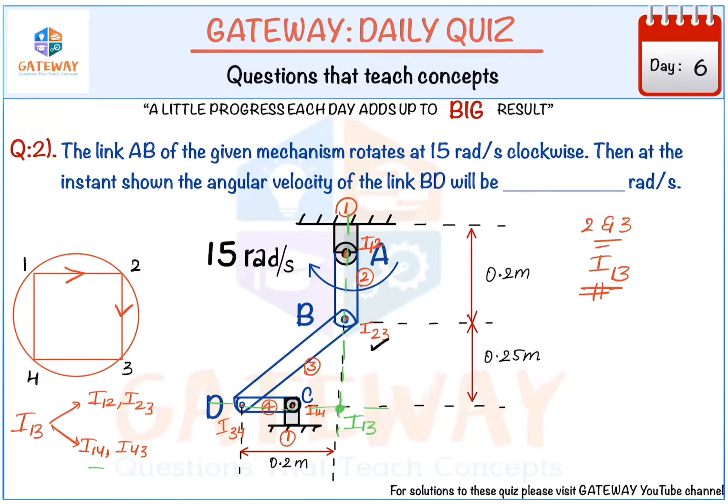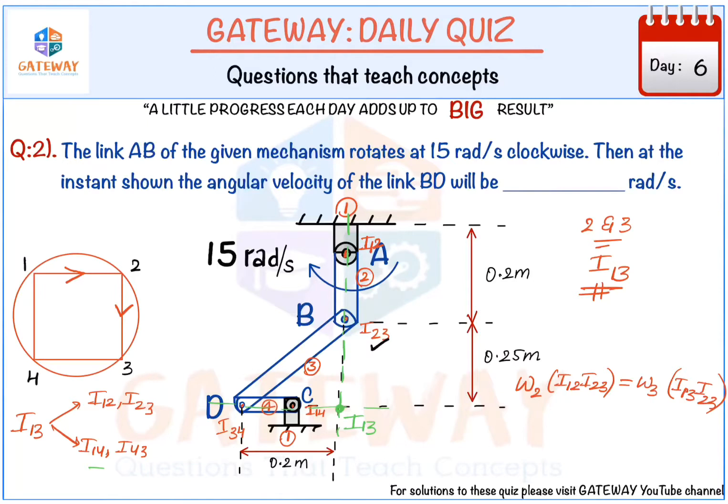Now we will apply the relative velocity method here. By that, omega 2 into I12 I23 is equal to omega 3 into I13 I23. The velocity of one point with respect to the other will be perpendicular, so we are applying V is equal to R omega, and that R is nothing but the distance between the instantaneous centers.